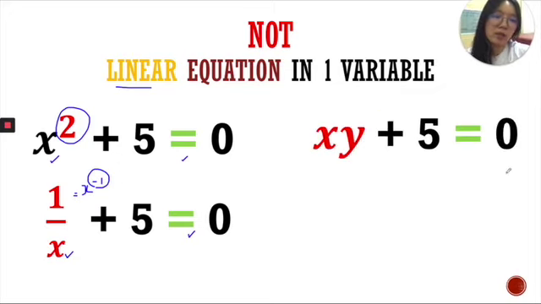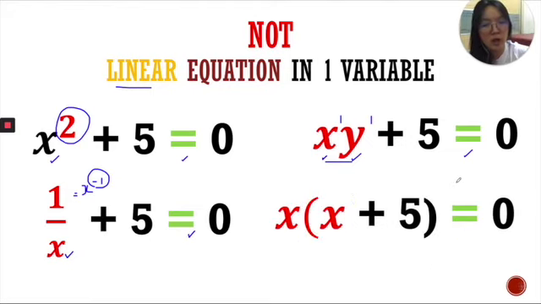xy plus 5 equals 0. Check. One variable, two variables. Equation, and the power is 1, is 1. No, this is not a linear equation in one variable because there are two variables here.